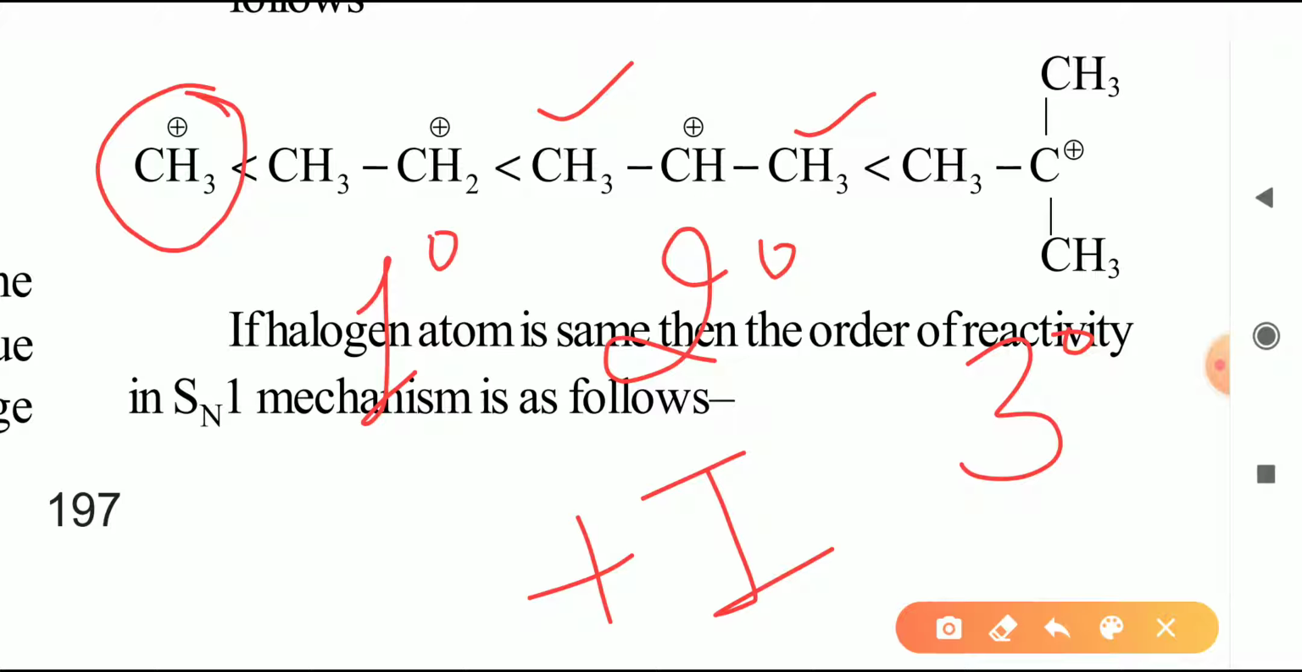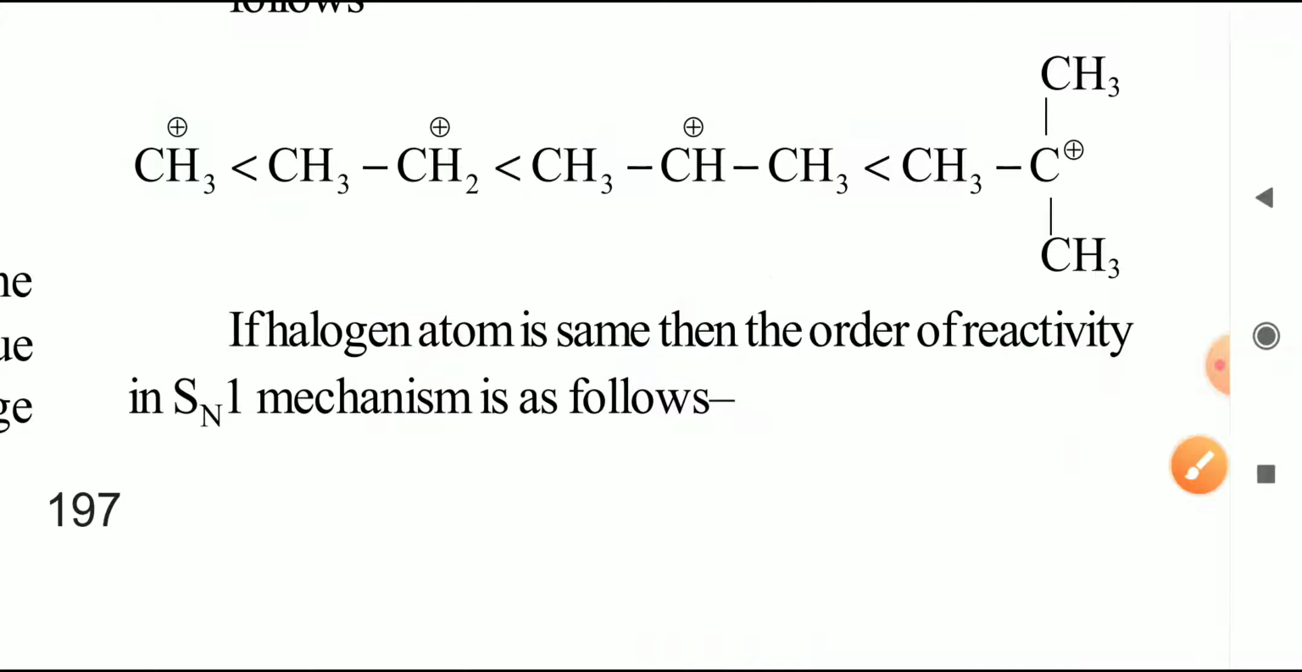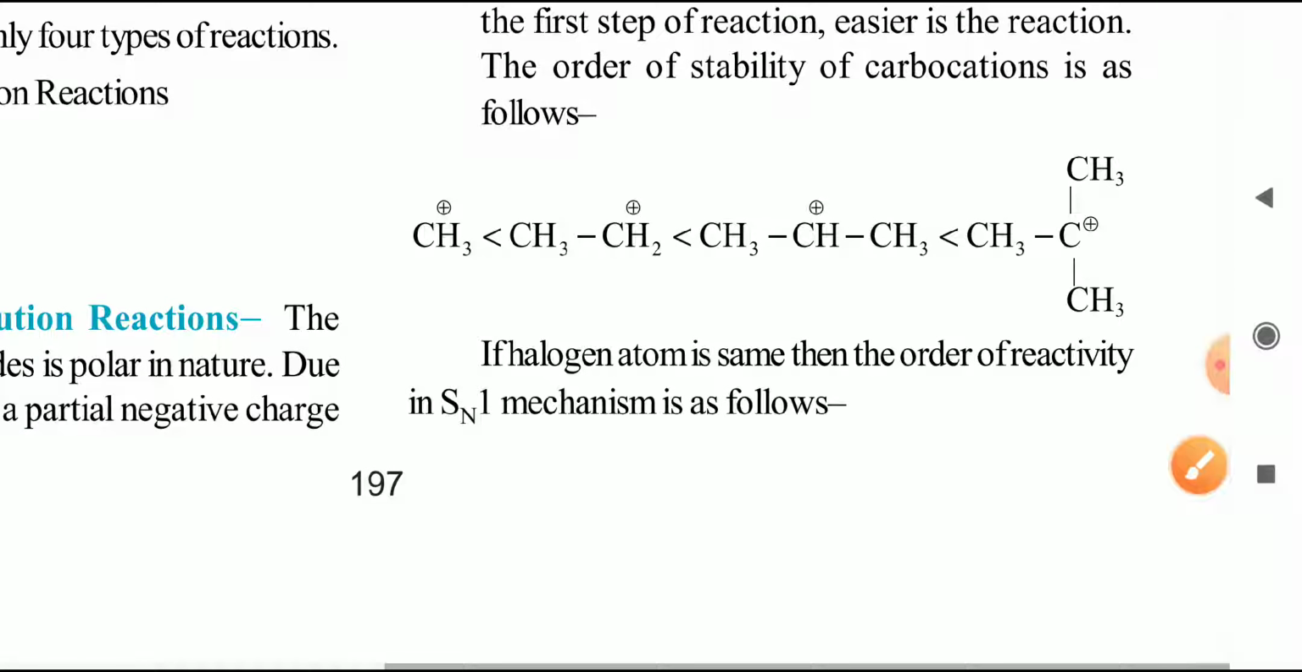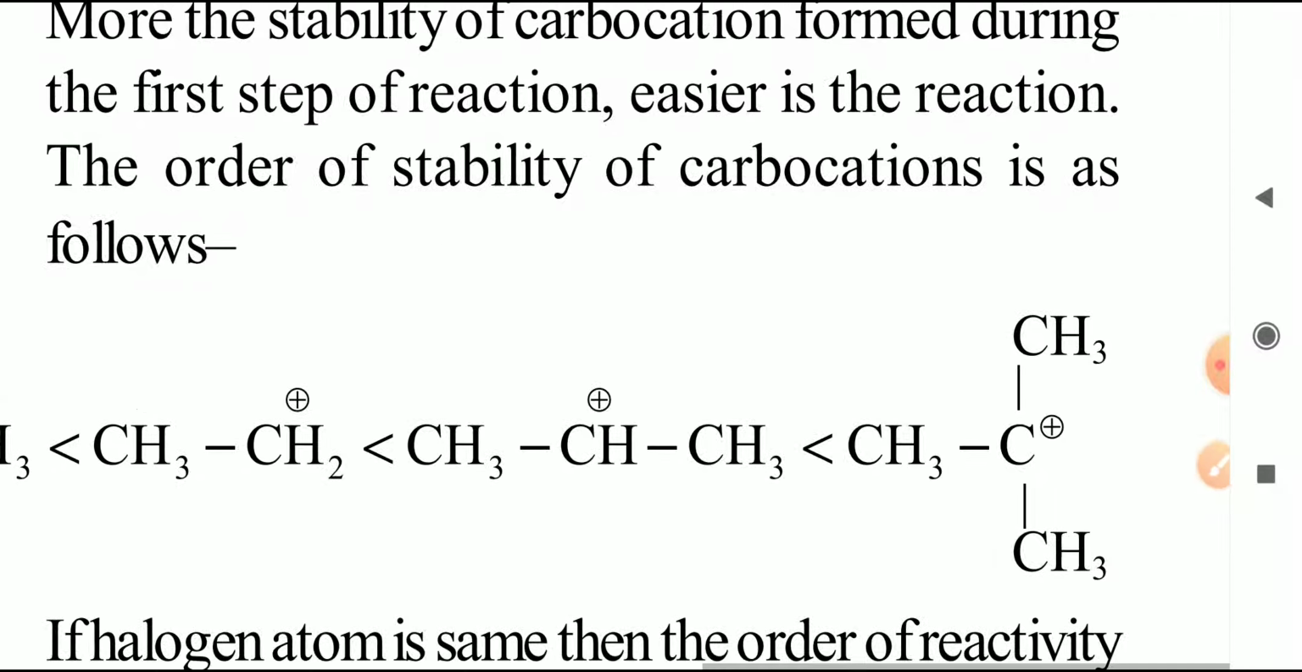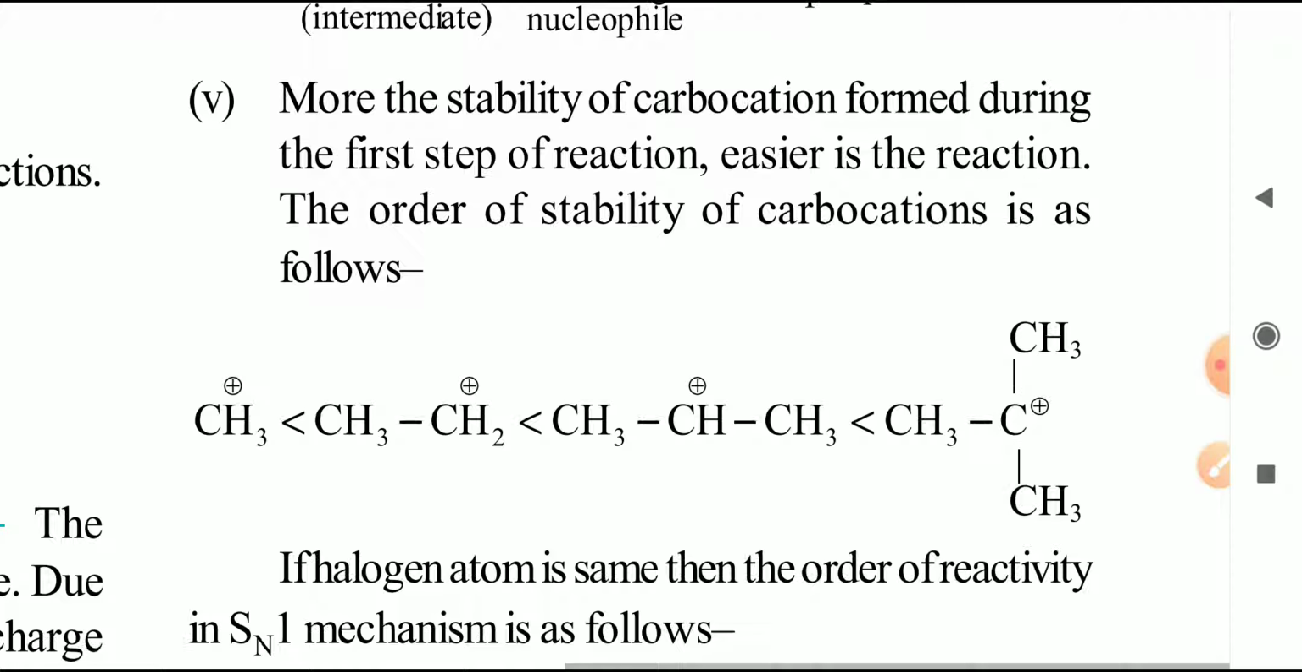So if in a board exam there is a question, you can write in this form that the 3 degree carbocation is more stable because a total of 3 alkyl groups are attached with C plus, which show maximum plus I effect. So that is the stability of carbocation, or reactivity of the SN1 reaction.